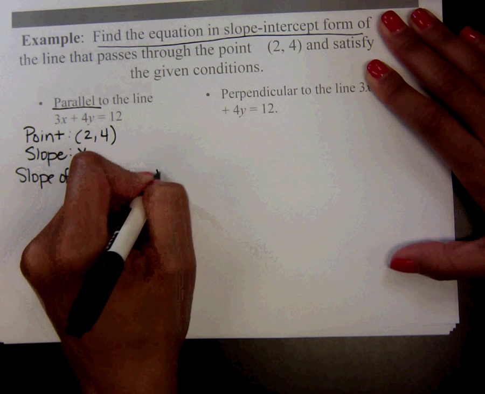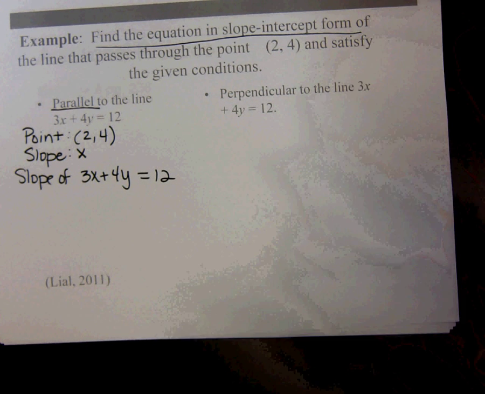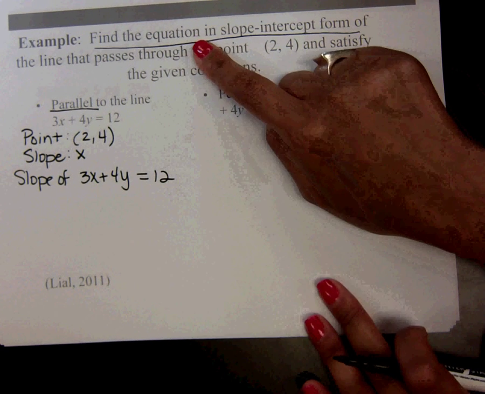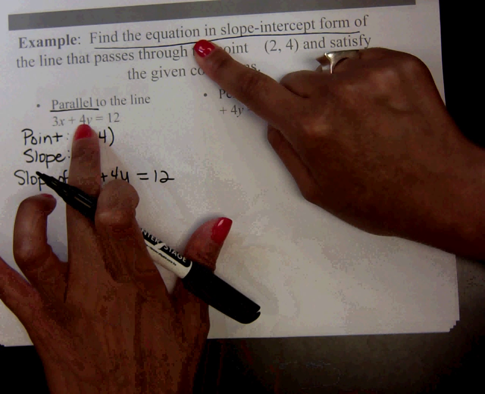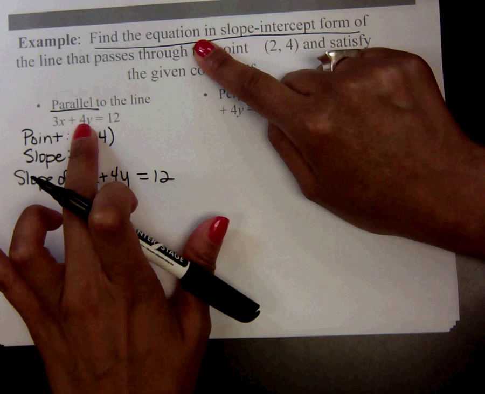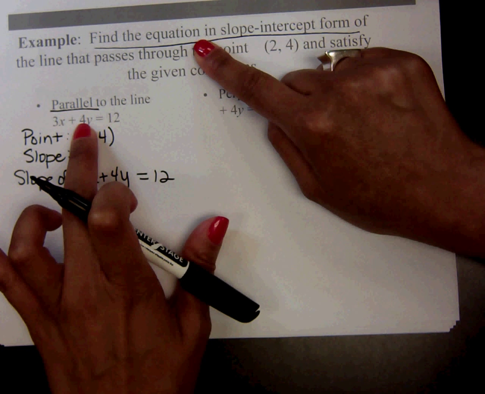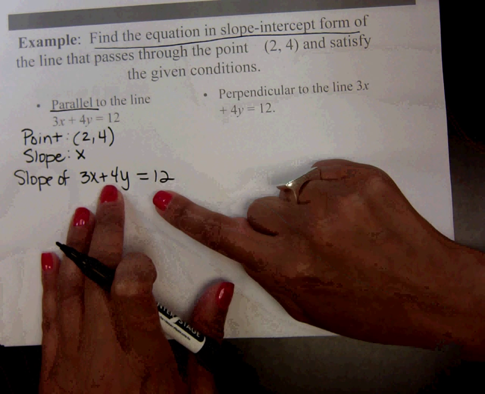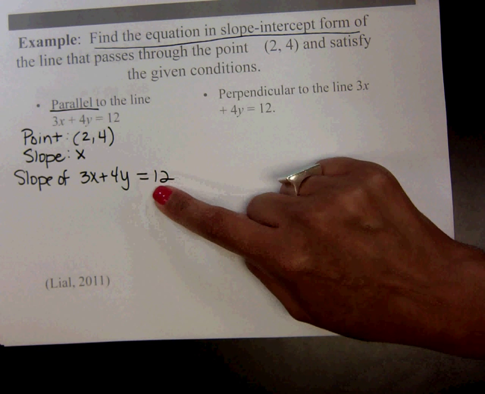This is not our line. I want you to see we're working with two separate lines: the line that we're writing the equation of and this line. But they give us a very important key piece of information. They tell us that these two lines are parallel. That's very important. So how could I find the slope of this line?